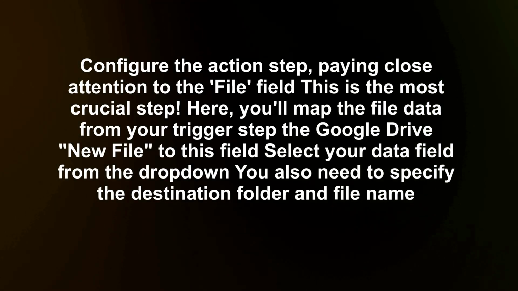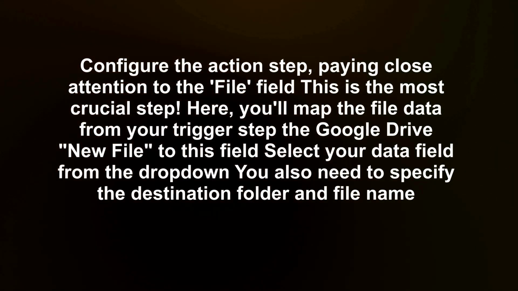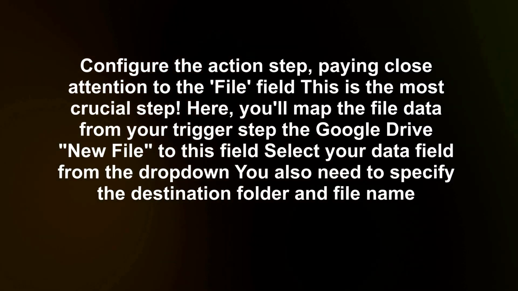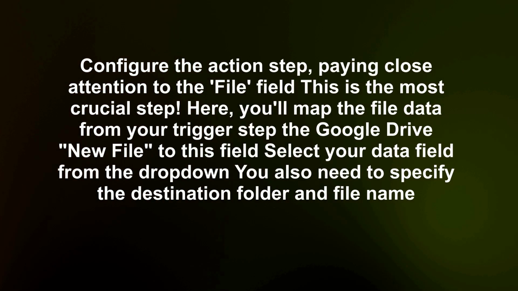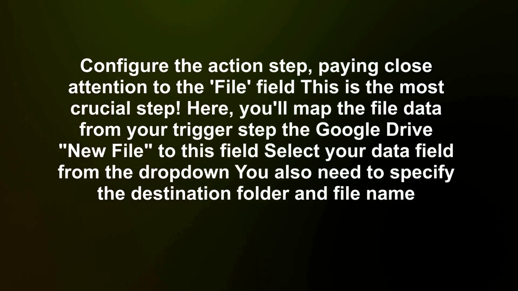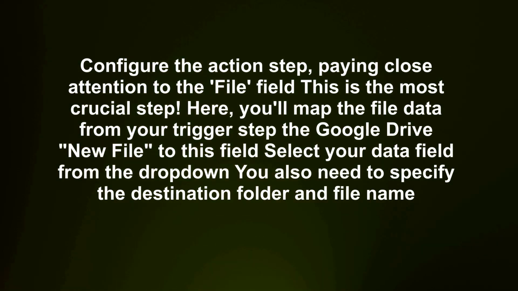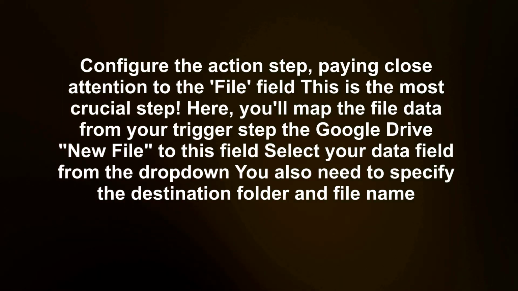Configure the action step, paying close attention to the file field. This is the most crucial step. Here, you'll map the file data from your trigger step, the Google Drive new file, to this field. Select your data field from the dropdown. You also need to specify the destination folder and file name.